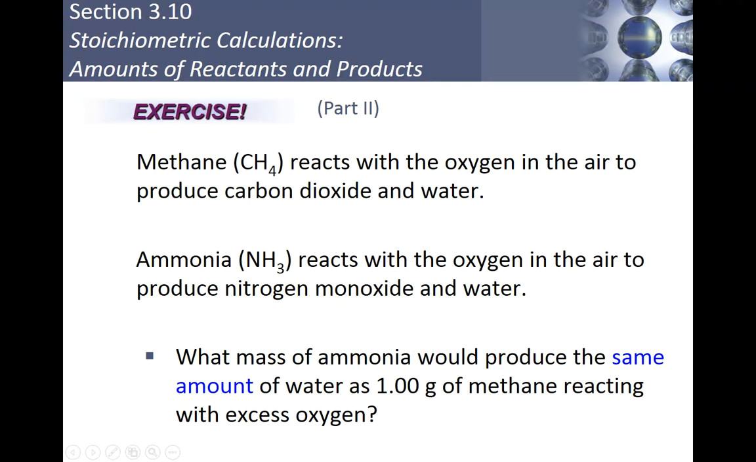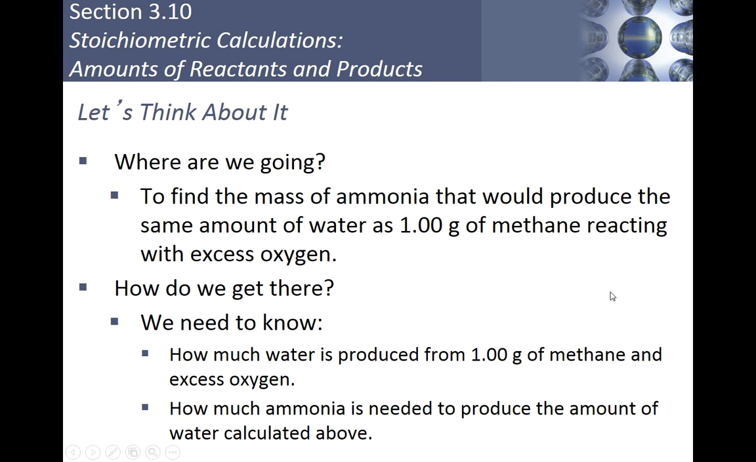All right. Now that you've taken that time, here is a little bit of a rundown. So it was saying, where are we going? The goal of this was to find the mass of ammonia that would produce the same amount of water as 1 gram of methane reacting with excess oxygen. So what we need to know to answer this question is how much water is produced from 1 gram of methane and excess oxygen. And then we would also need to know how much ammonia is needed to produce the amount of water calculated.